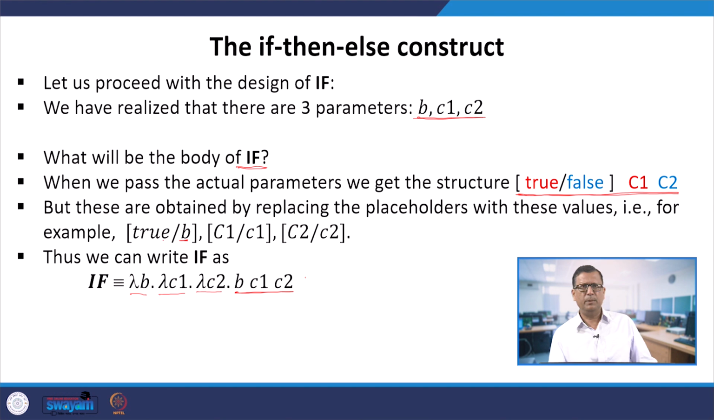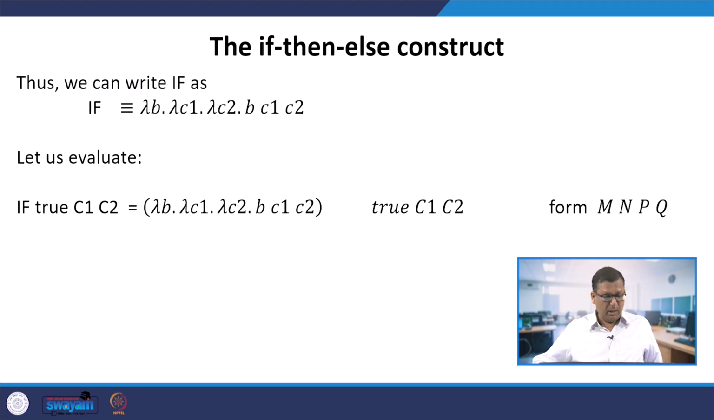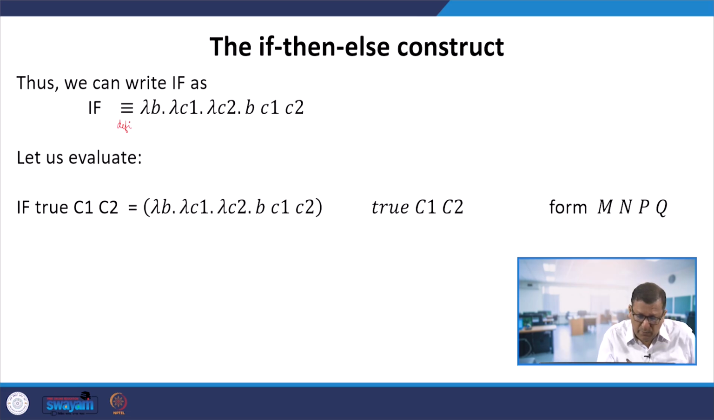So, this clearly means that when the actual parameters are passed, these lambda parts will go away. So, we are going to get true C1 C2 here, or it will be false C1 C2. This is what we are going to get, and that is the if construct. So we can write our if construct as this. We write a symbol that means defined as. So if is defined as lambda b dot lambda c1 dot lambda c2, b c1 c2.